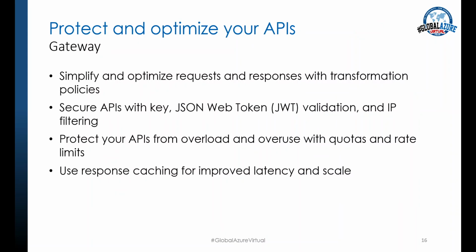Next, we have our gateway. This is where it allows you to protect and optimize your APIs. So it simplifies and optimizes requests and responses with transformation policies. You can secure your APIs with keys, or a JSON web token, and/or do IP filtering. You can protect your APIs from overload and abuse with quotas or rate limits. And there's also response caching that could be added if need be to improve latency and allow you to scale better.